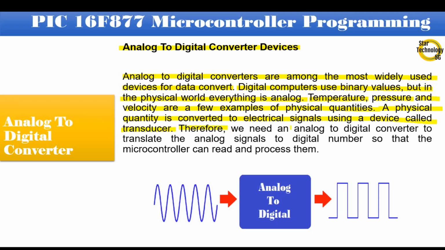Therefore, we need an analog to digital converter to translate the analog signals to digital numbers so that the microcontroller can read and process them. As you can see in the following diagram, in the physical world everything is analog, but a microcontroller only understands digital data. We need an analog to digital converter to convert the analog signal to digital so the microcontroller can understand.